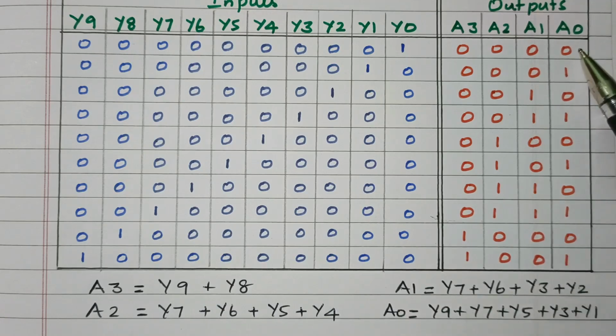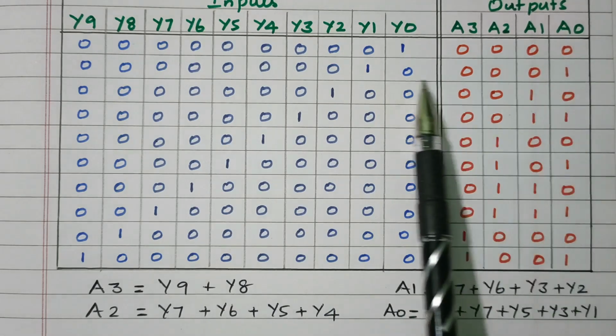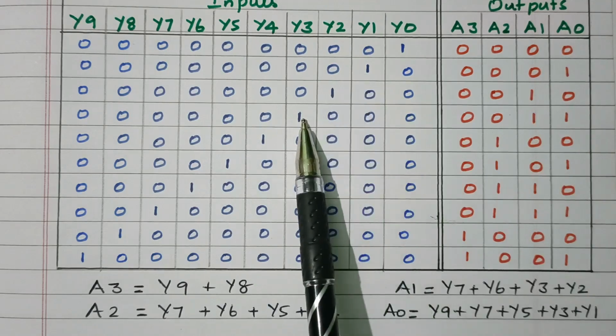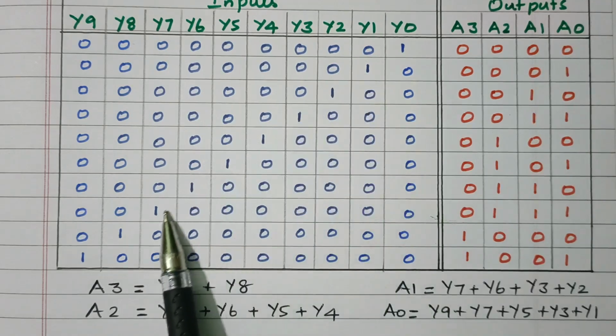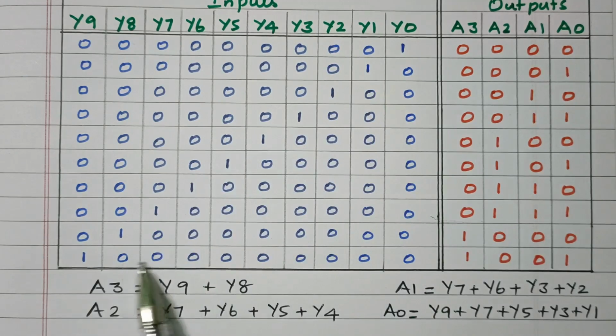Then we'll go for A0. This is first 0, 1. Alternatively we have zeros and ones. That is Y1, then Y3, Y5, Y7 and Y9. Alternatively we are getting the high level. So it is Y1, Y3, Y5, Y7 and Y9 added. Right. Now we have the truth table. From the truth table the logical expressions are framed.